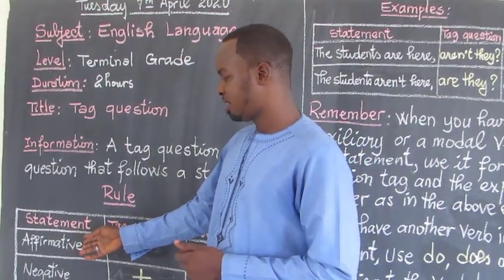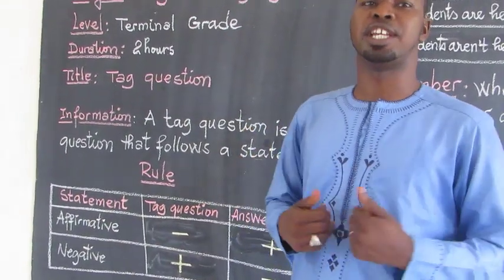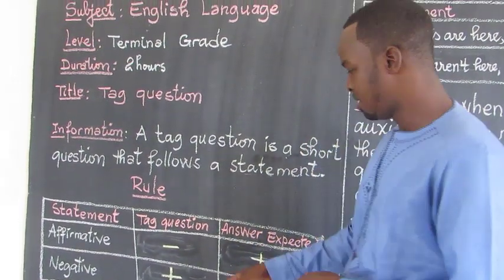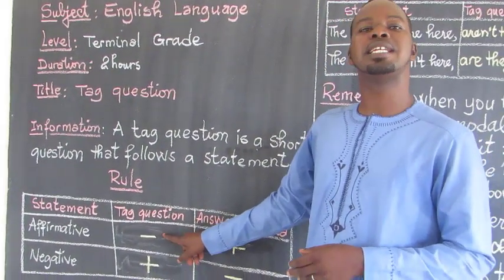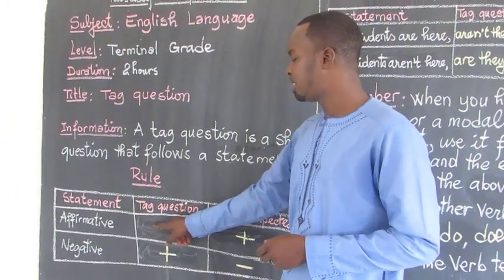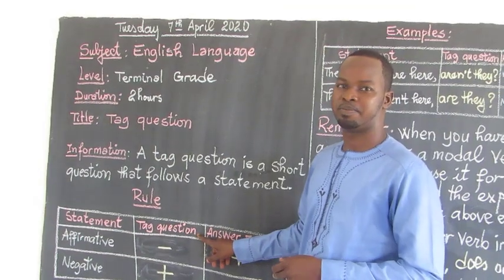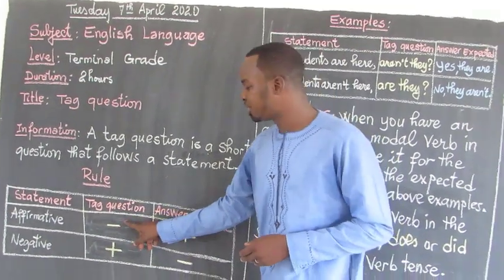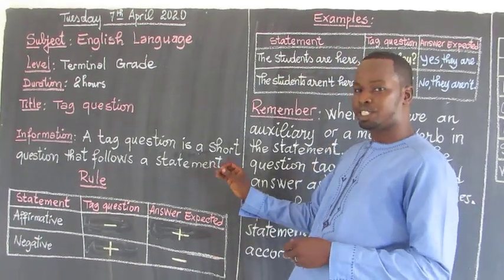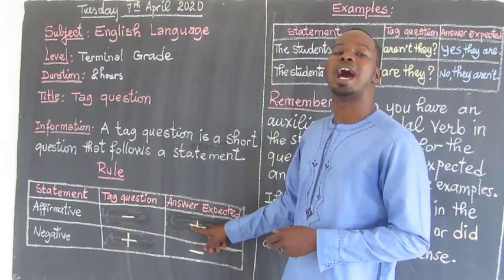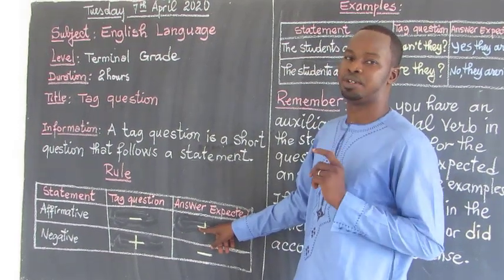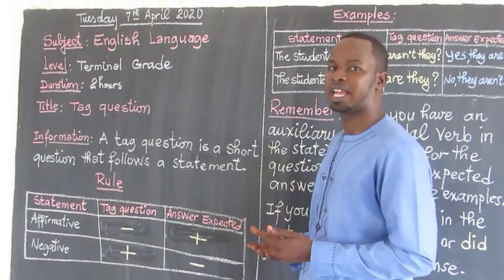The first case: we can have an affirmative statement. When we have an affirmative statement, we have to ask a negative short question. That's why we put a minus here in the tag question. And after the negative tag question, we expect an affirmative answer, so, an affirmative short answer. This is the first case.